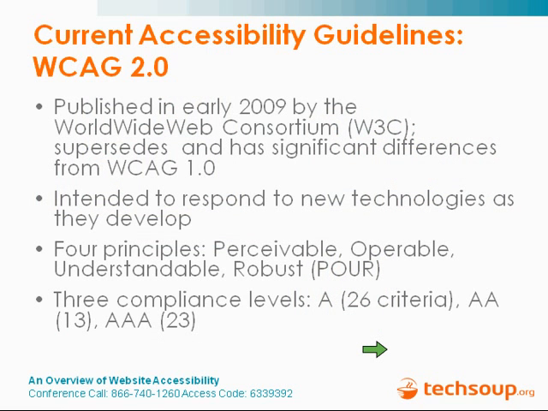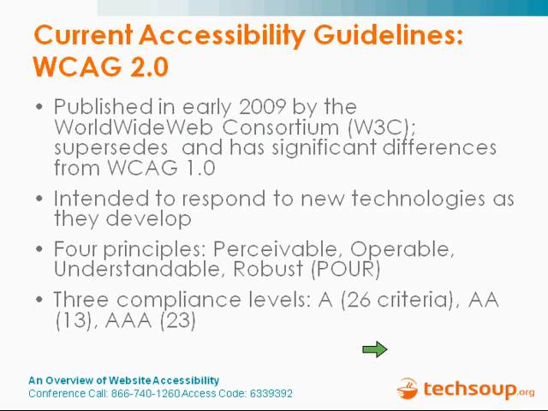The Web Content Accessibility Guidelines 2.0 were published in early 2009 by the World Wide Web Consortium. For people who may have been familiar with WCAG 1.0, 2.0 supersedes and has significant differences from WCAG 1.0. They evolved in large part because of changes in Internet capabilities, in assistive technology capabilities, or from user feedback.